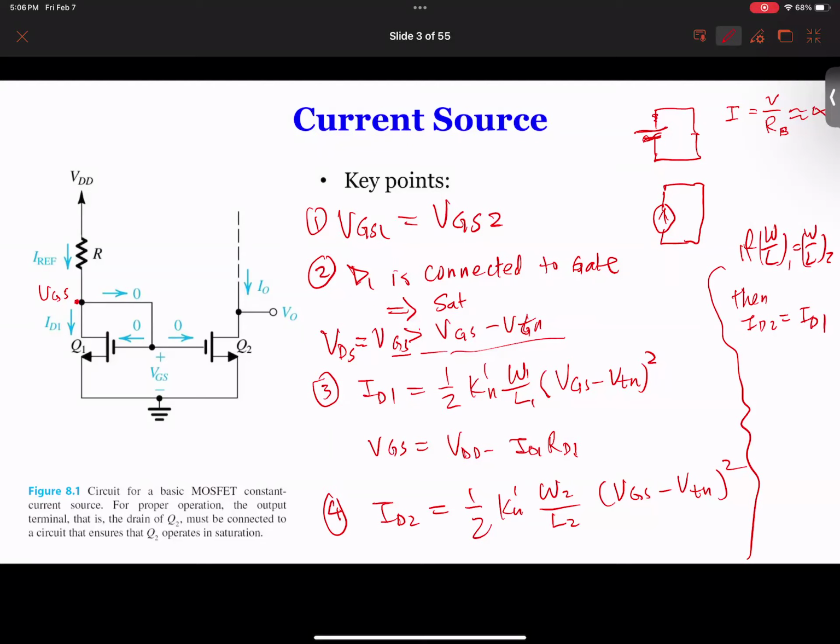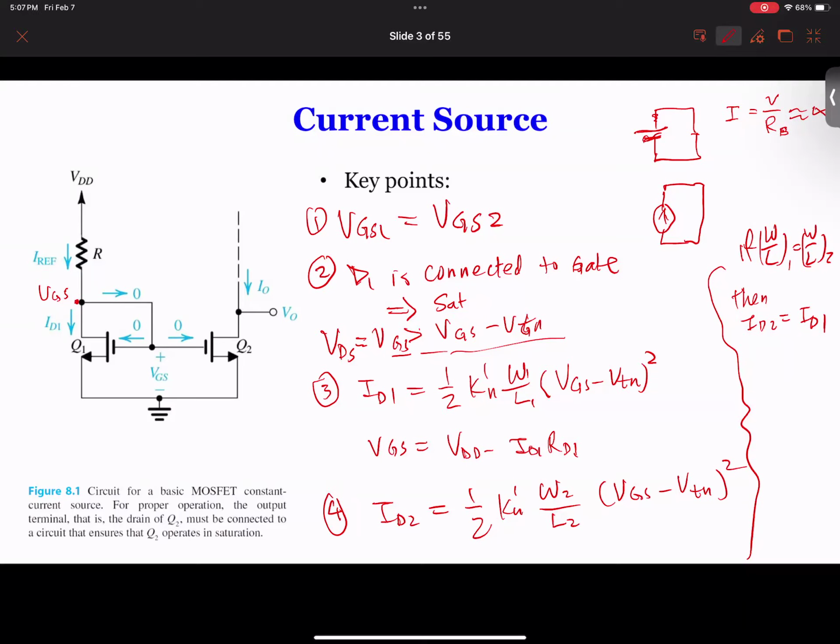So that's the important conclusion: if they have the same channel width and channel length, then the current of the second transistor is identical to the first transistor. Because it's identical, we call this a current mirror. What we are saying is Q2 is mirroring the current in Q1. It's a current mirror. But you might ask, what happens if they are not the same?